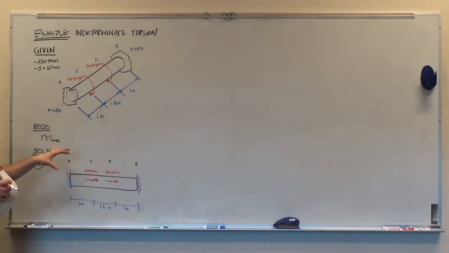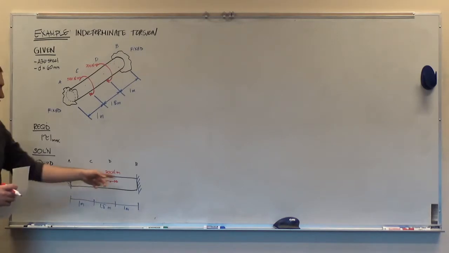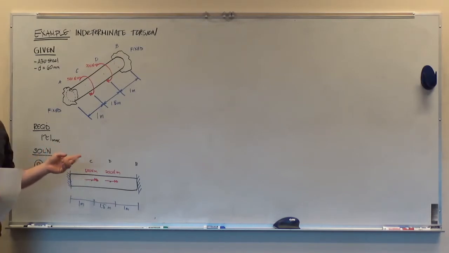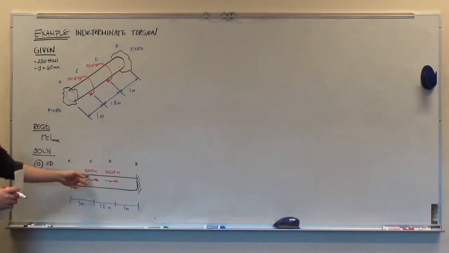And so after the equilibrium step, then we need to figure out the compatibility step. We'd draw another diagram and we'd say, we know that the overall rotation of this shaft between point A with respect to point B, we can't have any overall rotation of those two points relative to each other because they're both fixed. From that compatibility equation, we can then relate it back to torques using TL over JG, and then we'd be able to solve the two equations simultaneously to solve for the two unknowns, which would essentially be the torque in member AC, the torque in member DB.